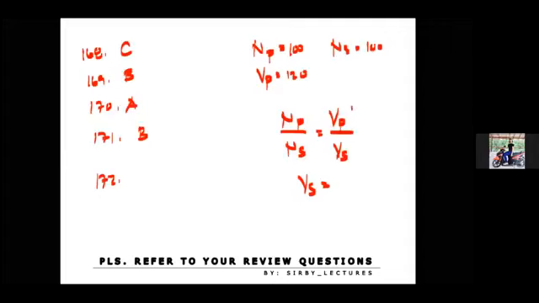Okay, so our V sub S is our primary voltage, 120 volts, times the number of turns in the secondary, so that's 100, divided by the number of turns in the primary side, so this is 400. So the answer here is V sub S is equal to 30 volts.